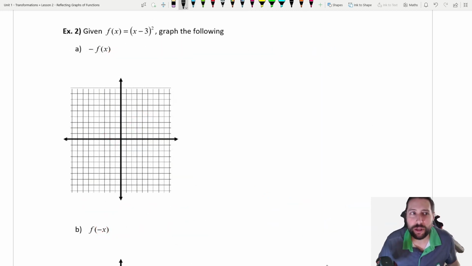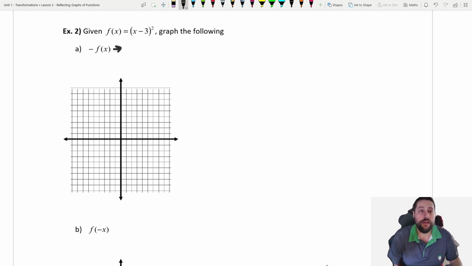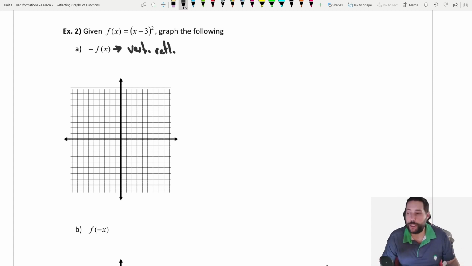Moving on to example number 2, we have given f of x is equal to x minus 3 to the power of 2. We're going to graph the following: negative f of x. So this is going to be a vertical reflection. We're going to reflect it over the x-axis.